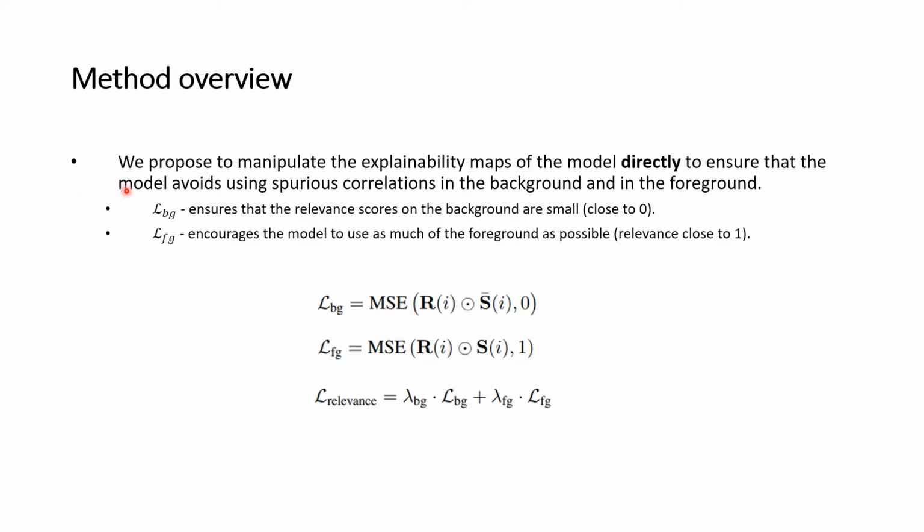Now, let's describe the method. We propose to manipulate the explainability maps of the model directly to ensure that the model avoids using spurious correlations in the background and in the foreground of the image. Our main loss is comprised of two loss functions, L background and L foreground. L background prevents the model from over-interpreting the background by demanding that the relevance on the background is close to zero. L foreground encourages the model to use as much of the foreground as possible by encouraging the relevance on the foreground to be close to 1.